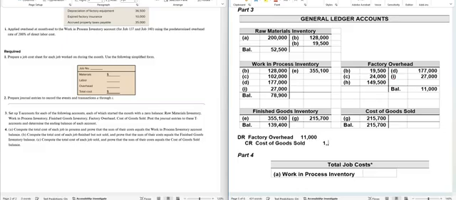because I applied too much overhead during the year, which caused my product costing to be too high, which caused my cost of goods sold to be too high when I sold that inventory. So this is how I'm going to close out that balance in factory overhead at the end of the accounting period. All right, I hope this helps.